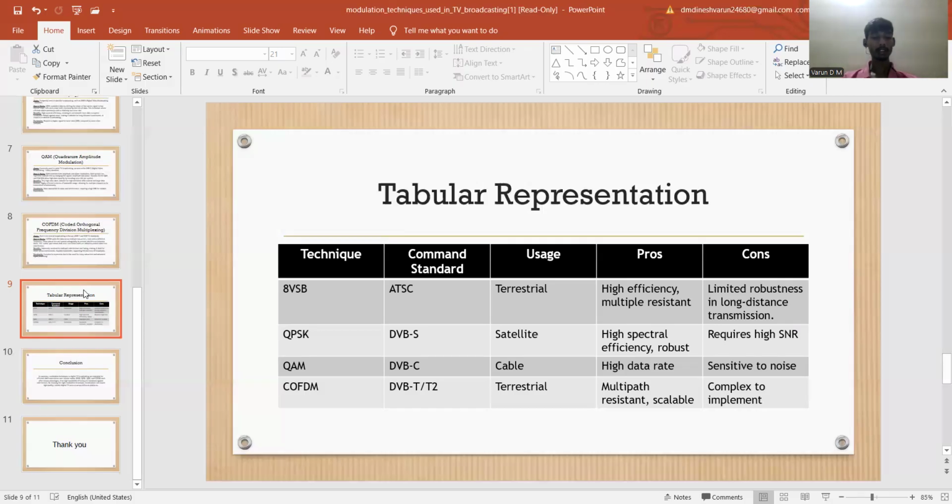The third technique is QAM, quadrature amplitude modulation. It is used in DVB cable, its advantage is a high data rate, and its disadvantage is high sensitivity to noise. The other technique is COFDM. It is used in terrestrial networks, its advantages are multipath resistance and scalability, and its disadvantage is that it is complex to implement.